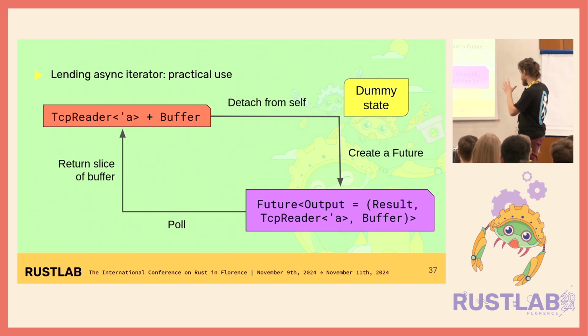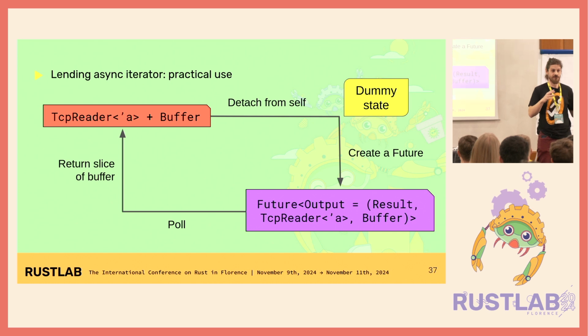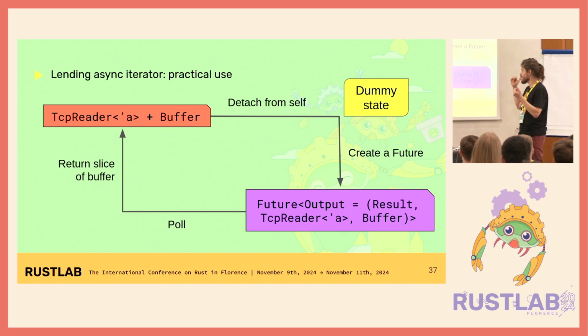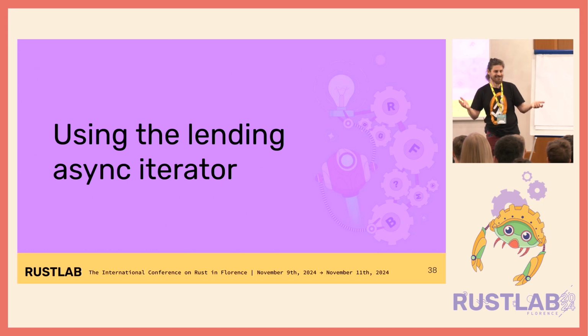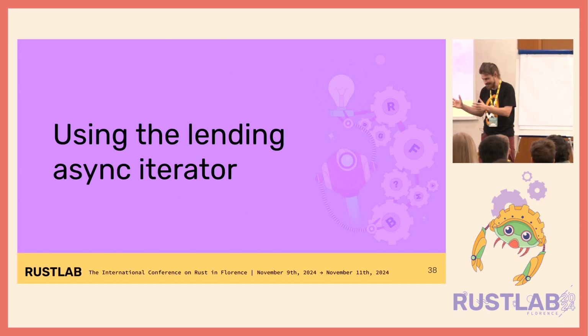So we really built an abstraction without allocating, for bare metal things, that can leverage the fact that we can stream from a TCP reader. This is nice, I think. So we saw the trait. We implemented it. We also saw how it works with pin. Let's try to use this lending async iterator. OK, we implemented it, but we are not actually using it at the moment.